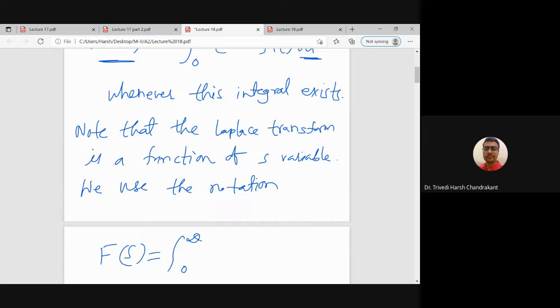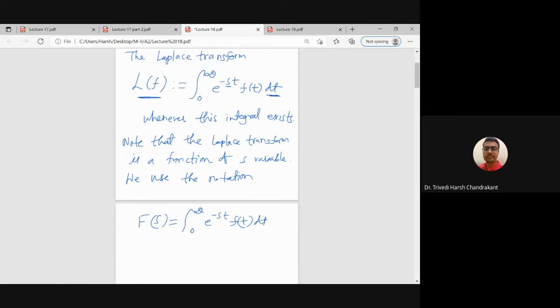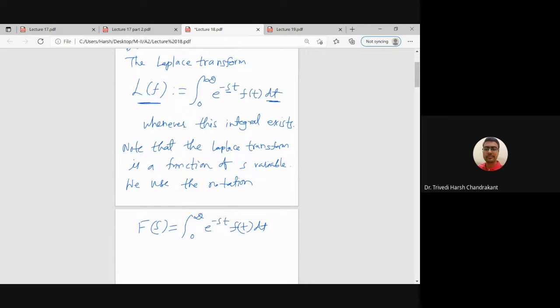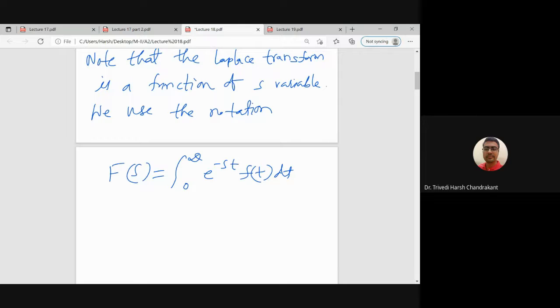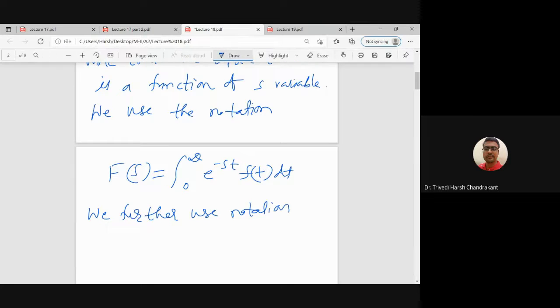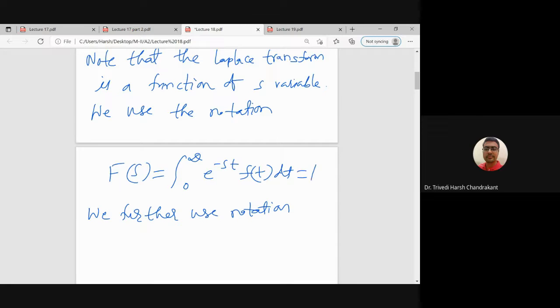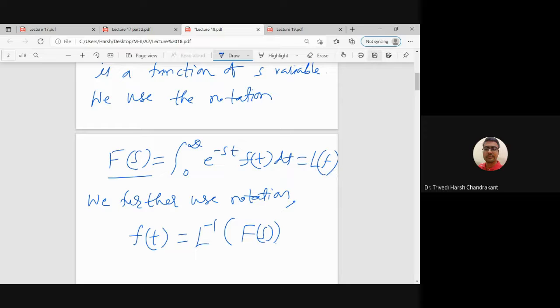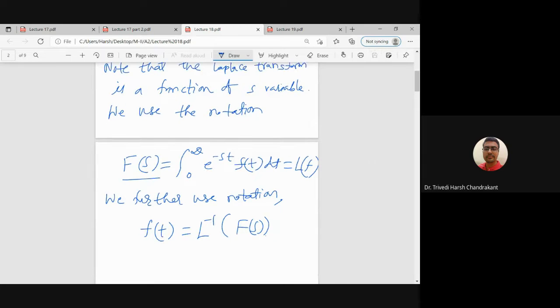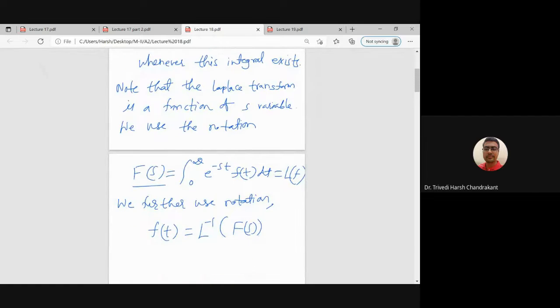So the integral from 0 to infinity of e power minus st f(t) dt, we also denote by a function of the s variable. We will see some examples, it will be more clear after that. So this is basically the notation, and we further use another notation. This is the Laplace transform of the small f function, and that is F of s. So we also use the notation f(t) to be nothing but the Laplace inverse of the capital F(s) function. Now it is a bit difficult to understand this notation, but let us see one example. It will be more clear.